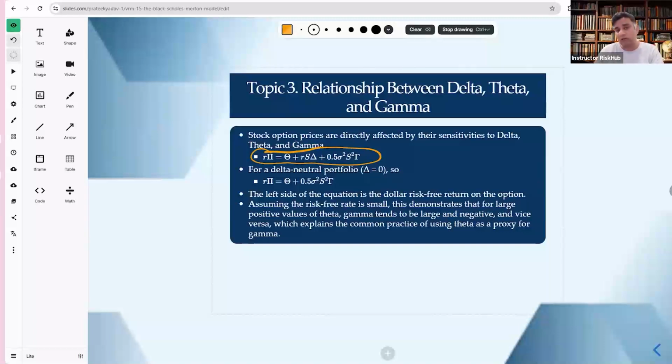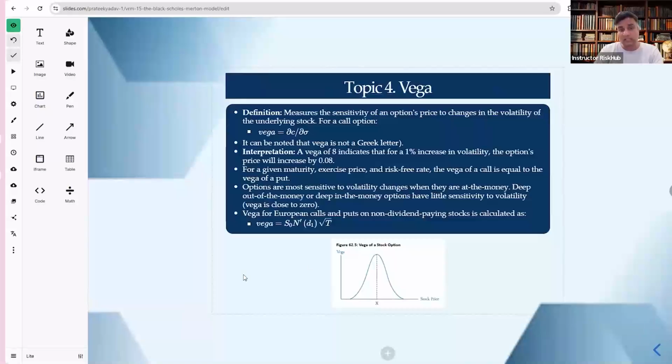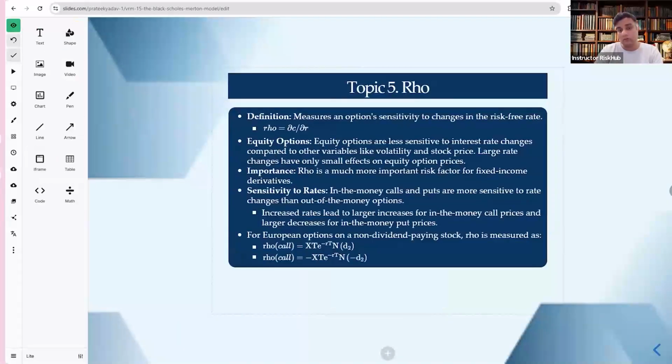Okay, this is the formula between delta, gamma, and theta. So there are so many formulas ahead. Right now, I know this is very tough, and this comes in the exam. See, Vega also has a formula, and your rho also has a formula, right?